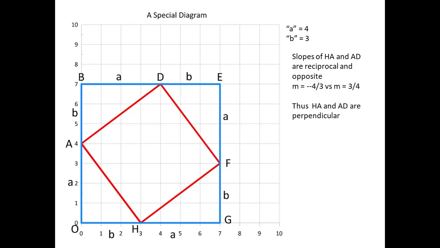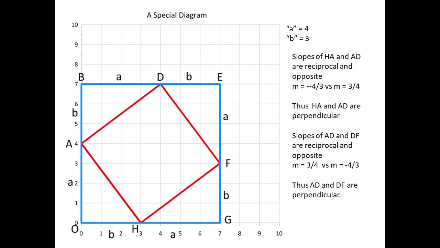Now we're going to look at the consecutive sides, HA and AD. And we're going to see that they're reciprocal and opposite. So for HA, we see that it has a rise of 4 and a run of minus 3, so it has a slope of minus 4/3. And the slope of the AD, however, it's got a rise of 3 and a run of 4, so it has a slope of 3/4. You'll see that those are reciprocal of each other and they're opposite signs. So reciprocal and opposite slopes means that HA and AD are perpendicular.